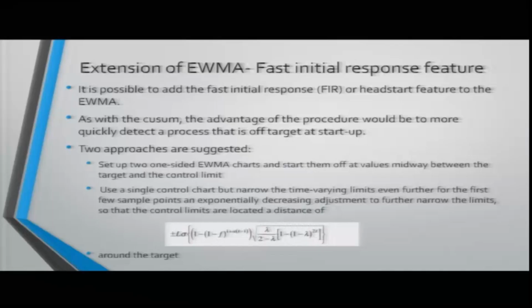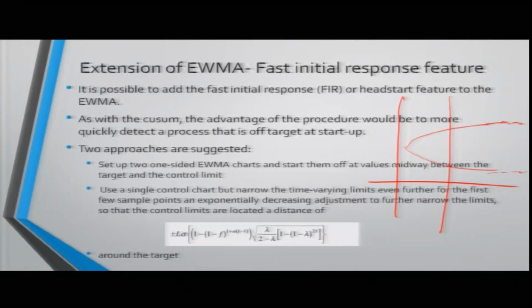So using a single control chart but narrowing the time varying limits even further for the first few sample points, an exponentially decreasing adjustment could be added to further narrow the limits. If you remember, in the case when we did the exponential one, the upper control was somewhere here, the lower control was somewhere here. So the lower control could go like this, the upper control would go like this.